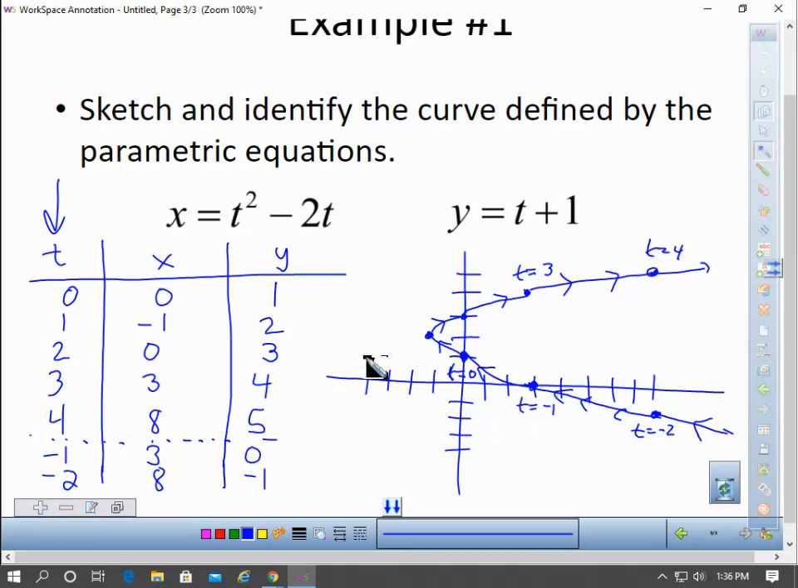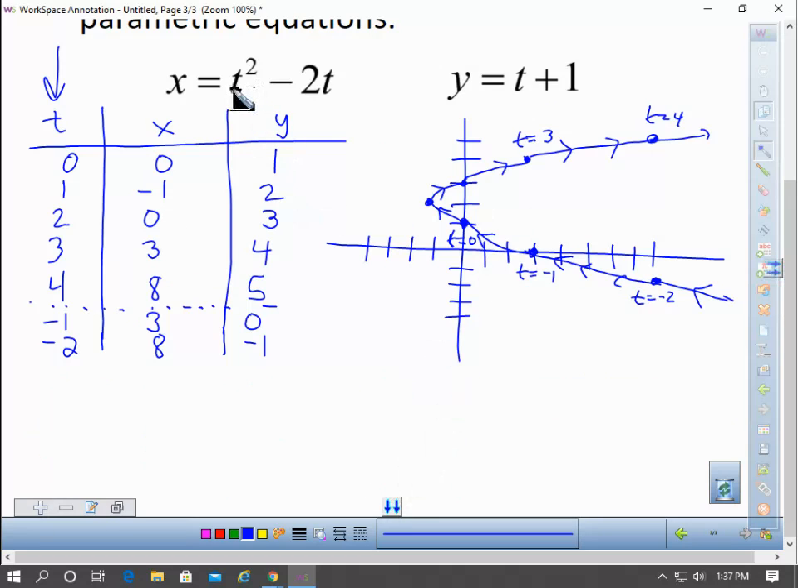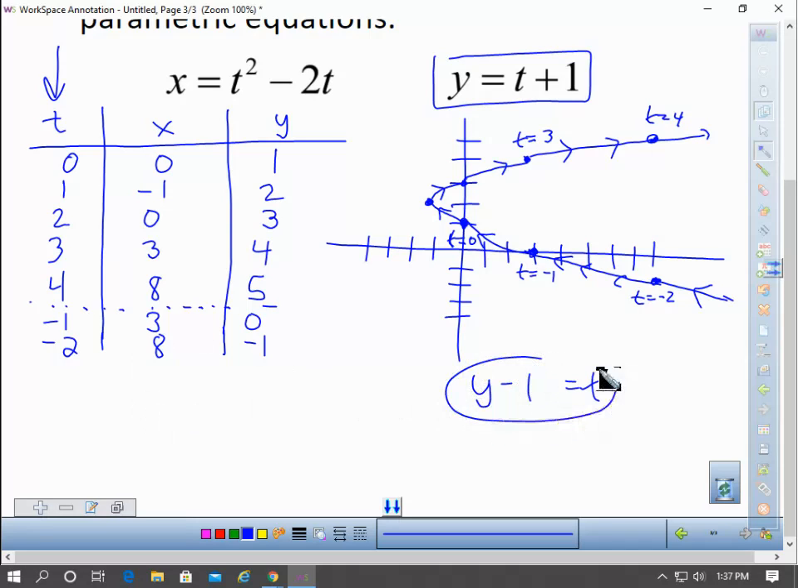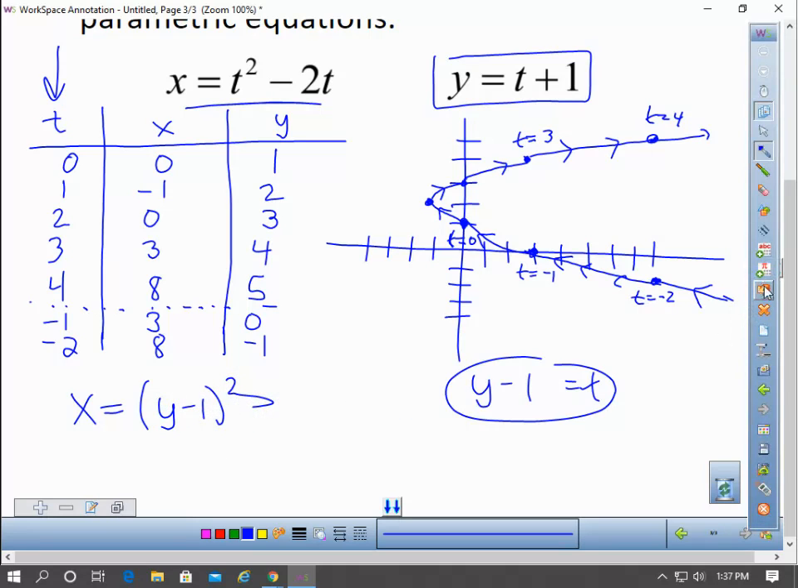So what I would like to do now is put these together and show you what equation you get. So now I'm going to solve this equation for t. So if I solve this for t, t is going to equal y minus 1. So now I'm going to substitute this into the x equation. So x is going to equal, t is y minus 1, so this will be y minus 1 squared minus 2 times t, t is y minus 1.